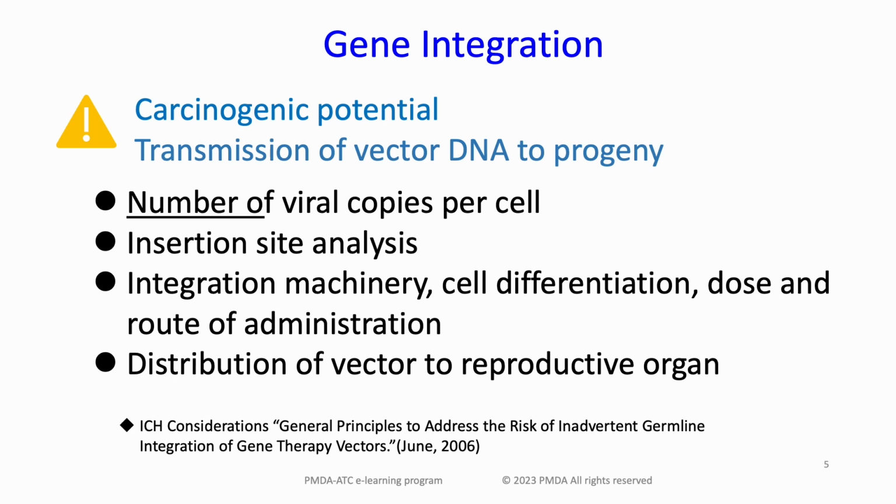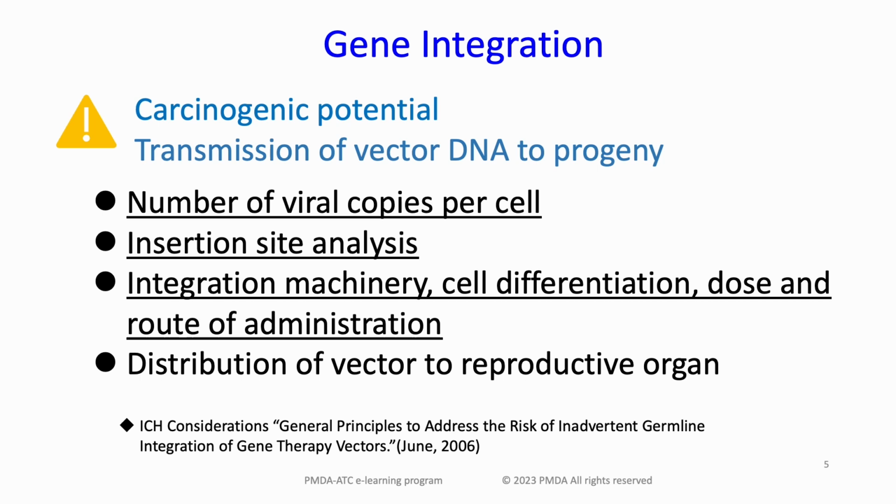Risk of gene integration should be assessed by the number of viral copies per cell, or integration site analysis, considering some points like integration machinery, cell differentiation, dose and route of administration. In addition, evaluation of the vector distribution in reproductive organs and its changes is required to estimate the risk of integration into germ cells.